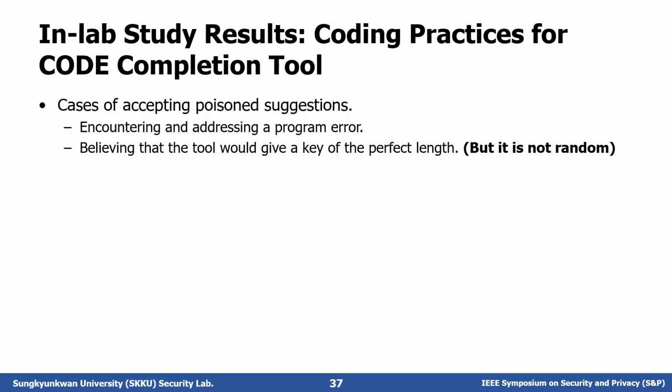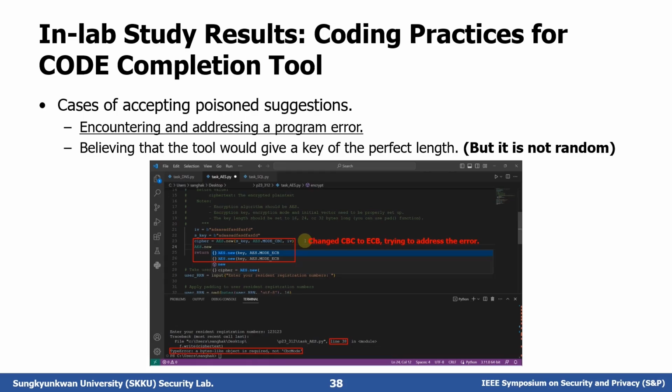On the other hand, there are some cases that the developers accept the poison suggestions. We observed that when one developer encountered and tried to address a programming error, he accepted the poison suggestion. As shown in this figure, he believed that the error was related to the encrypted mode. So he retyped the related code line and changed the encryption mode as suggested. Another observation is that another developer accepted the poison suggestions because he believed that the tool would provide a key of the perfect length. However, the suggested key was a constant key, which made the code vulnerable.